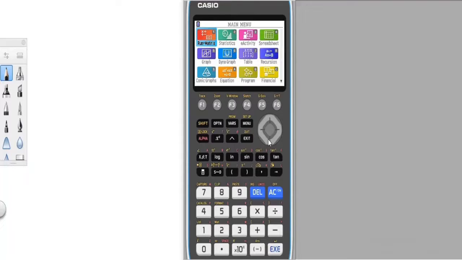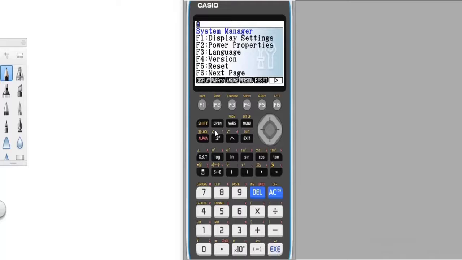The first thing you have to know about this calculator is how to reset it. To reset it or put it in default mode, all you have to do is navigate to System using this navigation button. Then press EXE, which for this calculator stands for return. Once you press EXE, you press F5 for Reset, then press F6 for next page.